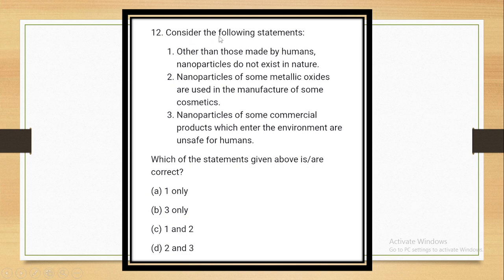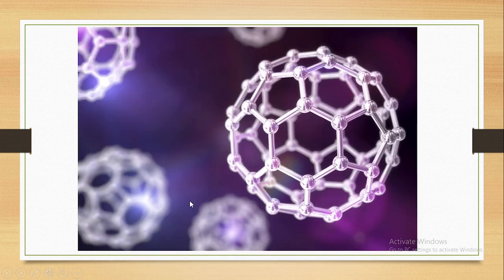Next question is this, consider the following statements. Other than those made by humans, nanoparticles do not exist in nature. This statement is incorrect. It says that nanoparticles do not exist in nature, which is incorrect. The second statement is this, nanoparticles of some metallic oxides are used in the manufacture of some cosmetics. The second statement is correct. The third statement is this, nanoparticles of some commercial products which enter the environment are unsafe for humans. This third statement is correct. The second and third statements are correct. The answer to this question is option D.